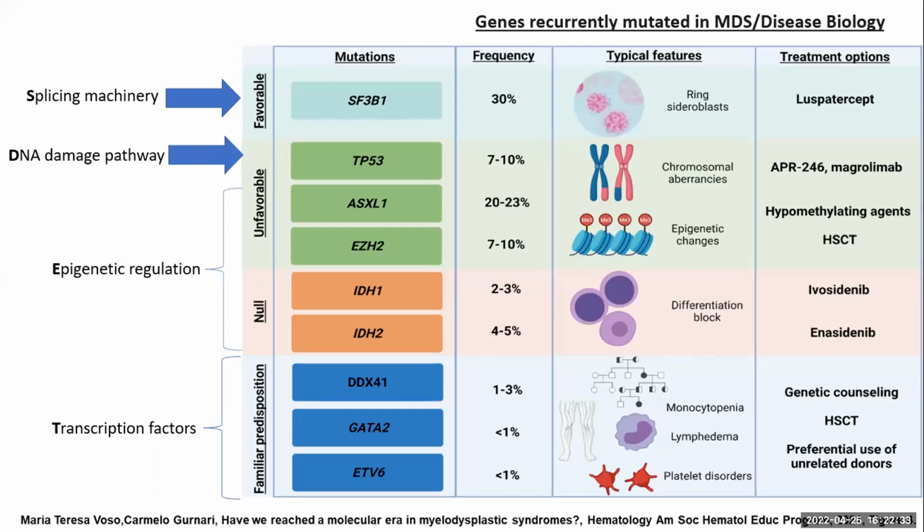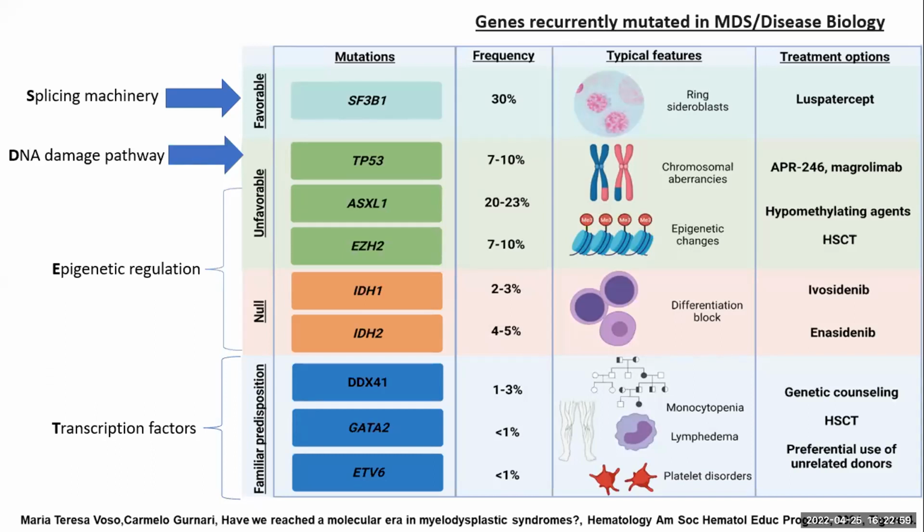And then those mutations that are involved in the DNA damage pathway, obviously the one includes the TP53 mutation that is associated with an unfavorable outcome and seen in about 10% of all cases. And in terms of targeted therapy, there are investigational therapies that are being used, including APR-246.